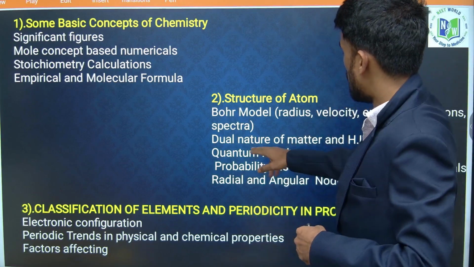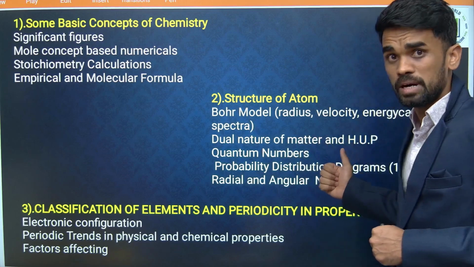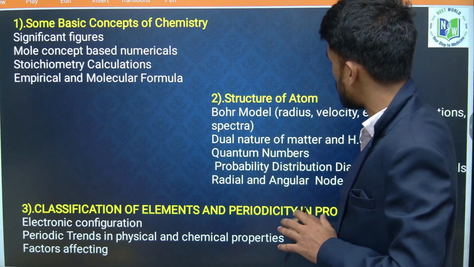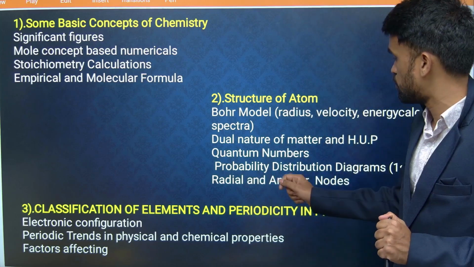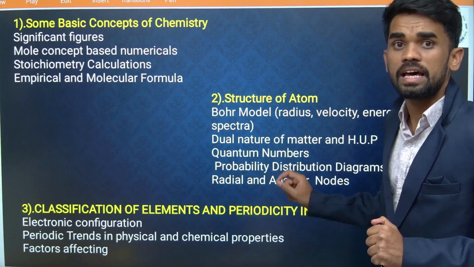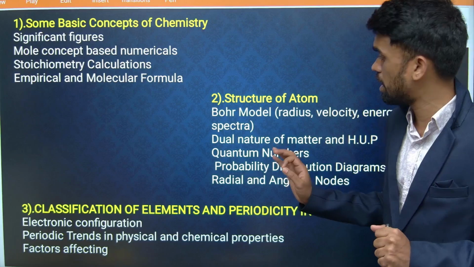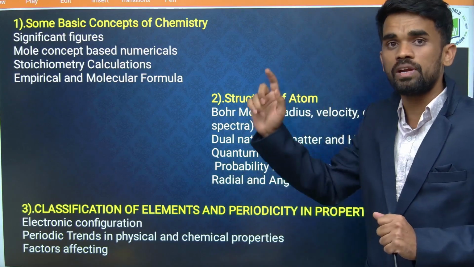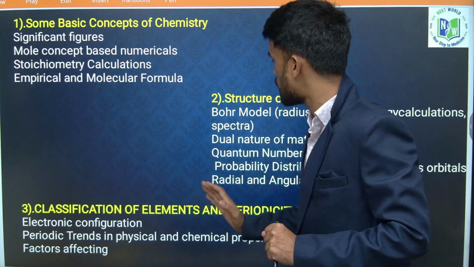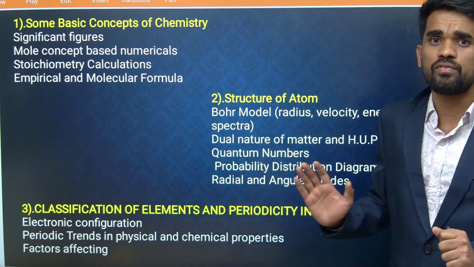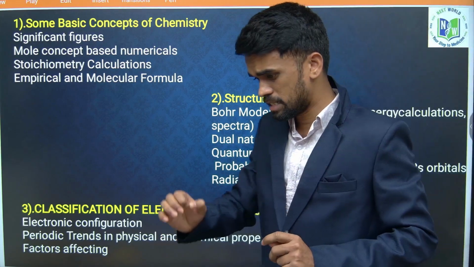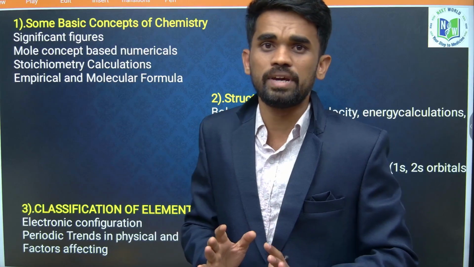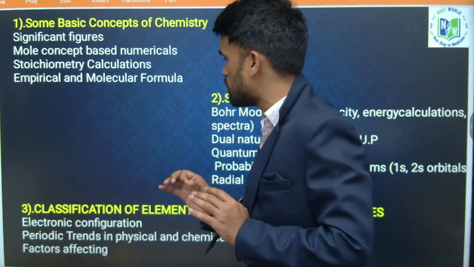Next, dual nature of matter and Heisenberg's uncertainty principle. The quantum numbers is one of the most important topics you should not miss. If possible, you also need to cover the radial distribution curves for different orbitals, like the 1s orbital, how the curve will look. Those things also you should cover. This will not take much of your time because these are question based answers. By looking at the question you can answer them very easily, so time will not be wasted here.